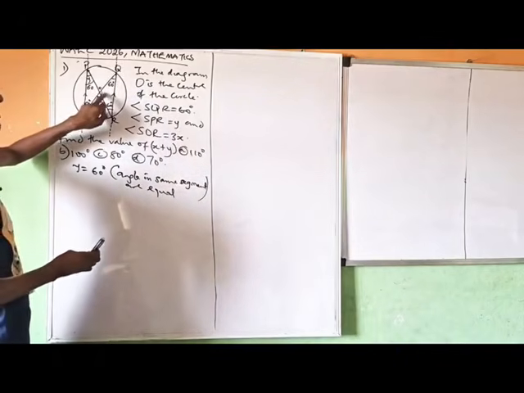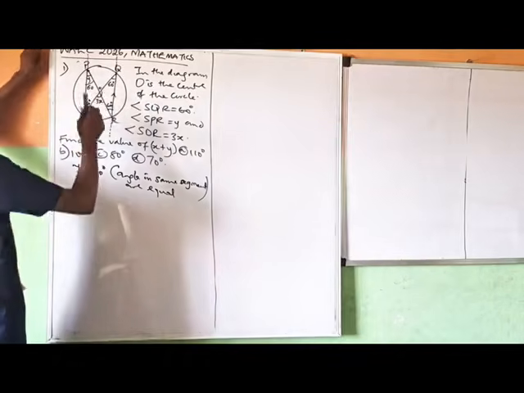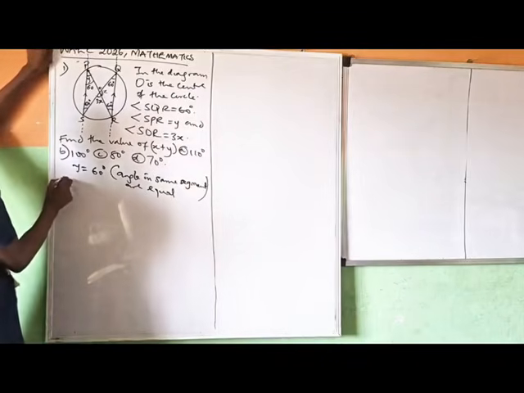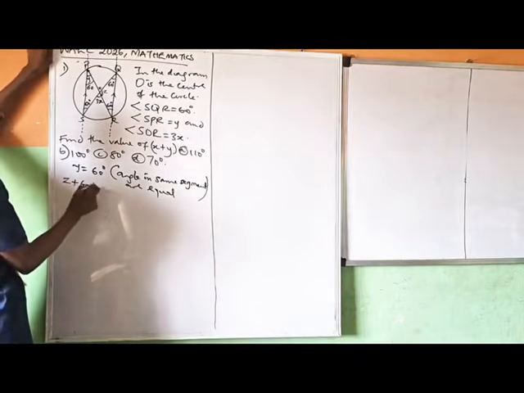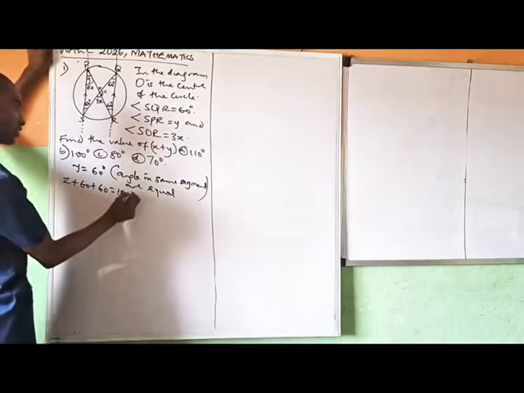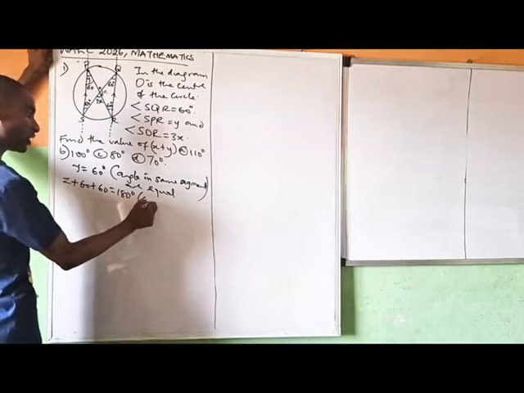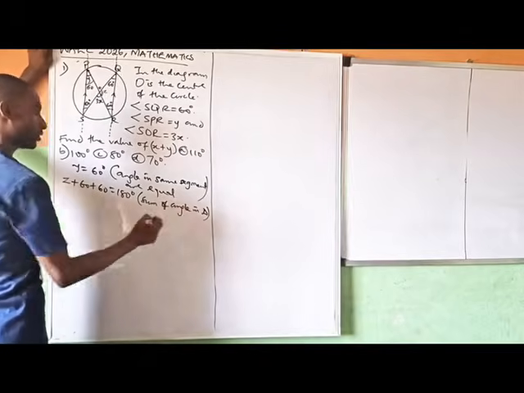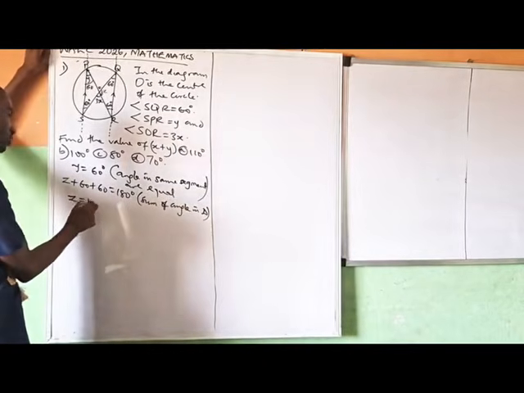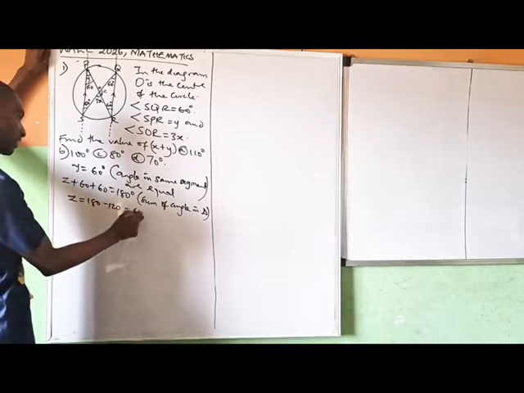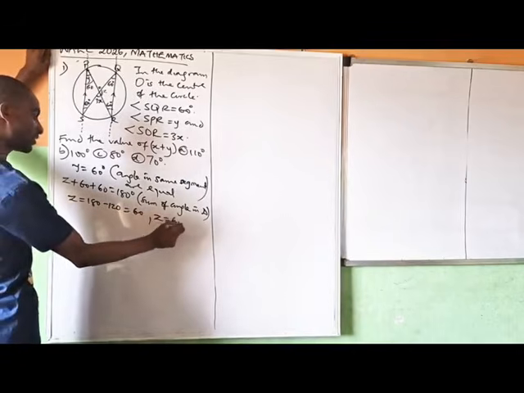To find here, let's label it z. To find our z, z plus 60 plus 60 is 180 degrees, by the sum of angles in a triangle. So our z is going to be 180 minus 60 plus 60, which is 120. That is 60. So that means z is 60 degrees.